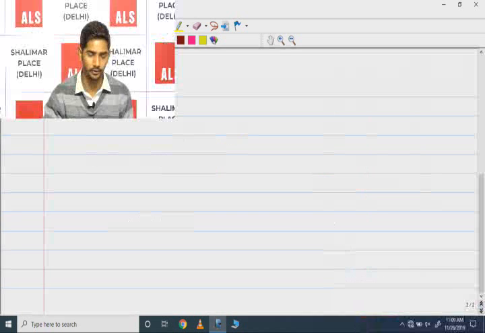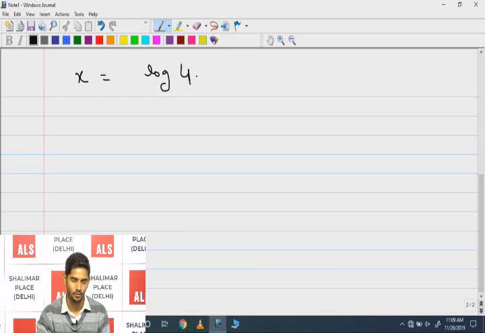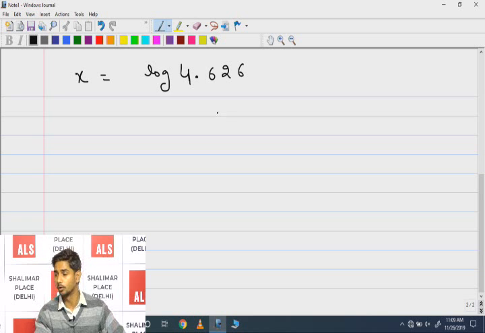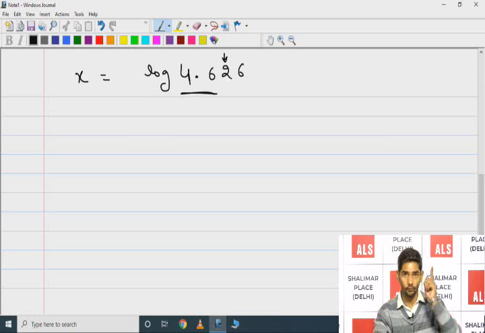Okay, let's check out a new one. Let's suppose we have x equals log 4.626. What you have to do? Again, pick the first 2 digits. Check the value of 46 at 2: 46 in the vertical column and 2 in the horizontal row. Check and tell me what value it is. Tell me those 4 digits.